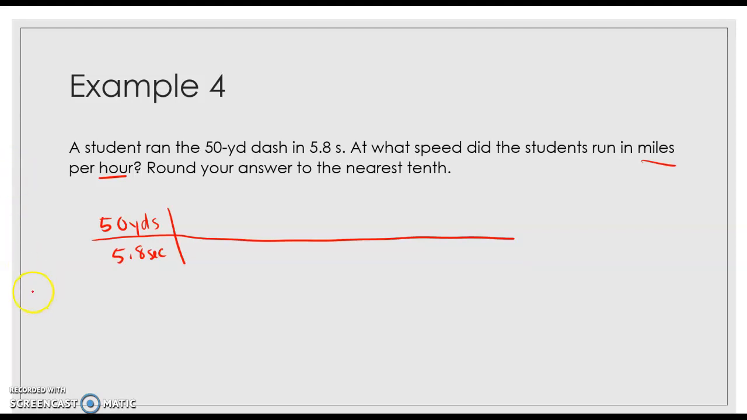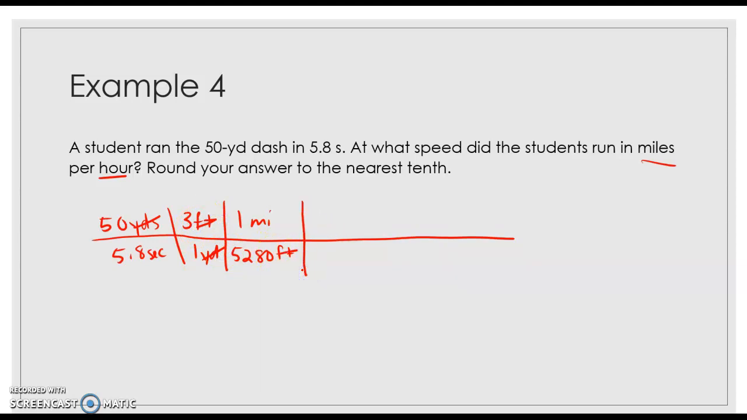Now, I automatically know off the top of my head that 1 yard is 3 feet. And then I know that 5,280 feet is 1 mile. So I've done that. What that does is my yards, because I have it top, bottom, they cancel out, and then feet, top, bottom will cancel out.